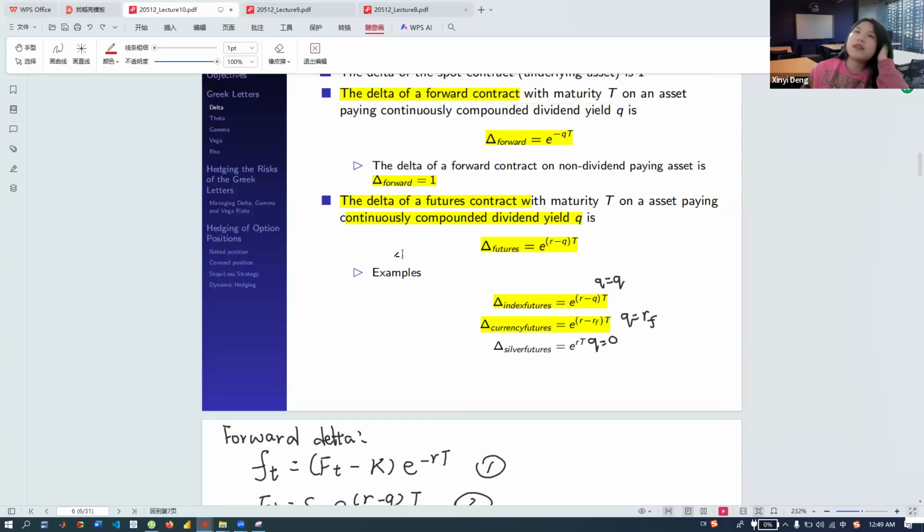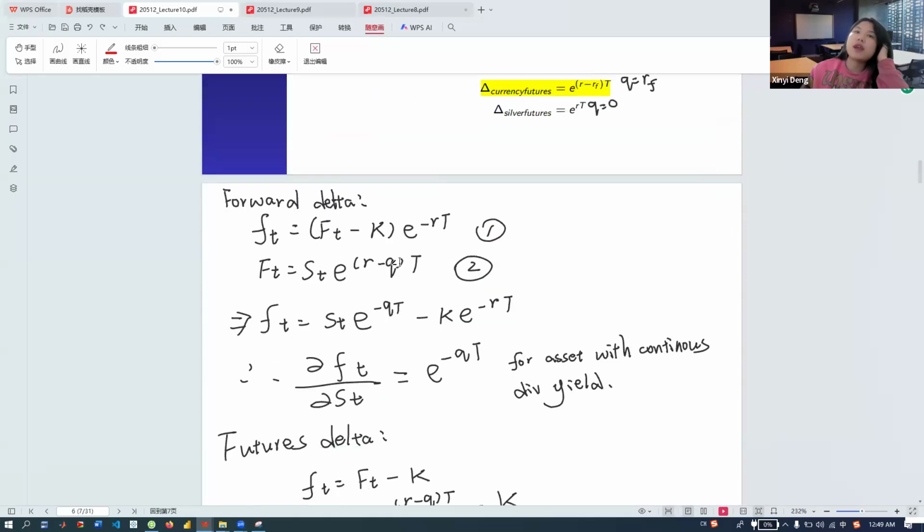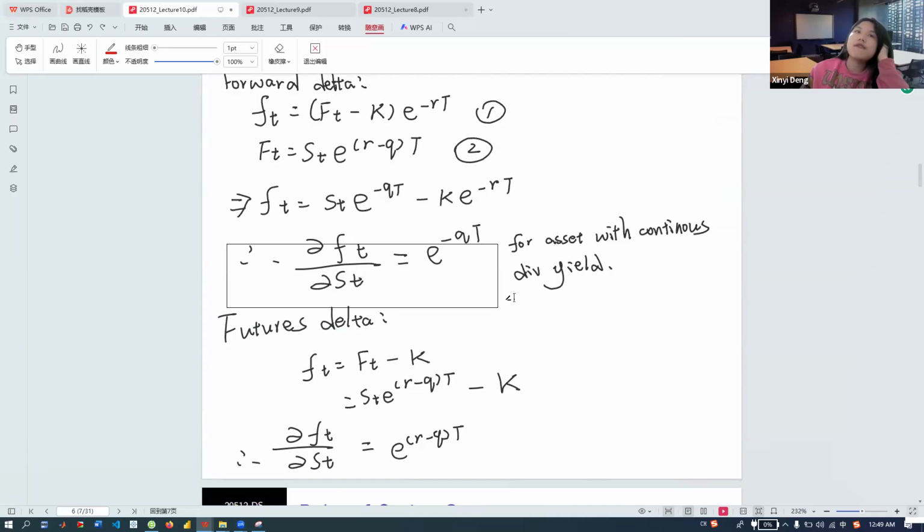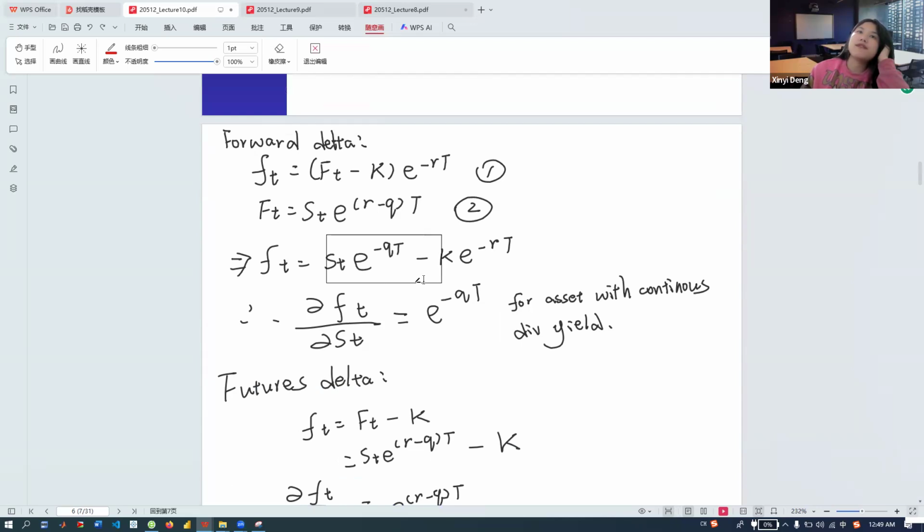Then to get the delta of the forward contract, we just take the first order derivative with respect to ST. We notice that only the first term, ST times e to the power of minus qT, contains ST. Once we take the derivative with respect to ST, we are only left with e to the power of minus qT.